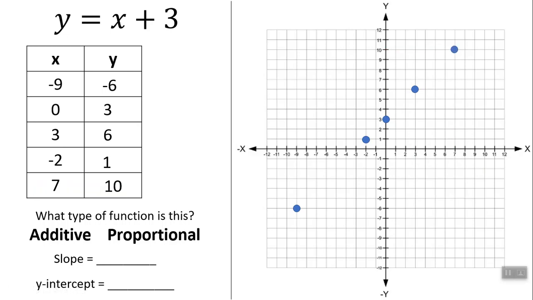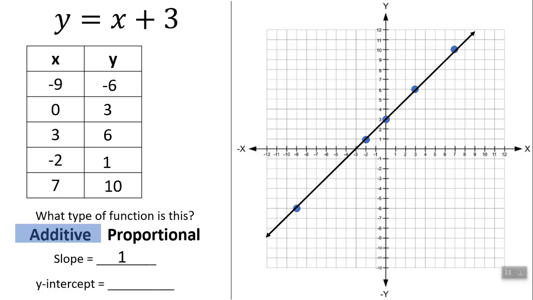Now you know you're doing this right when they all line up. These are linear functions. They create lines. And then what type of function is this? Well, since we're adding something, it's additive. The slope of this line, if you look at it carefully, it's basically going up 1, right 1, up 1, right 1. Once again, there's a video covering slopes that goes a little deeper into it. This is a quick overview.